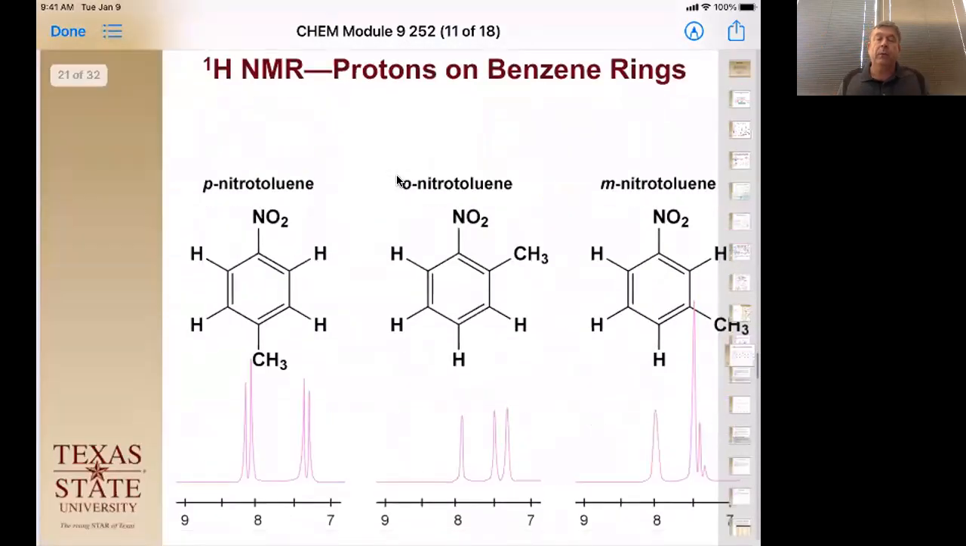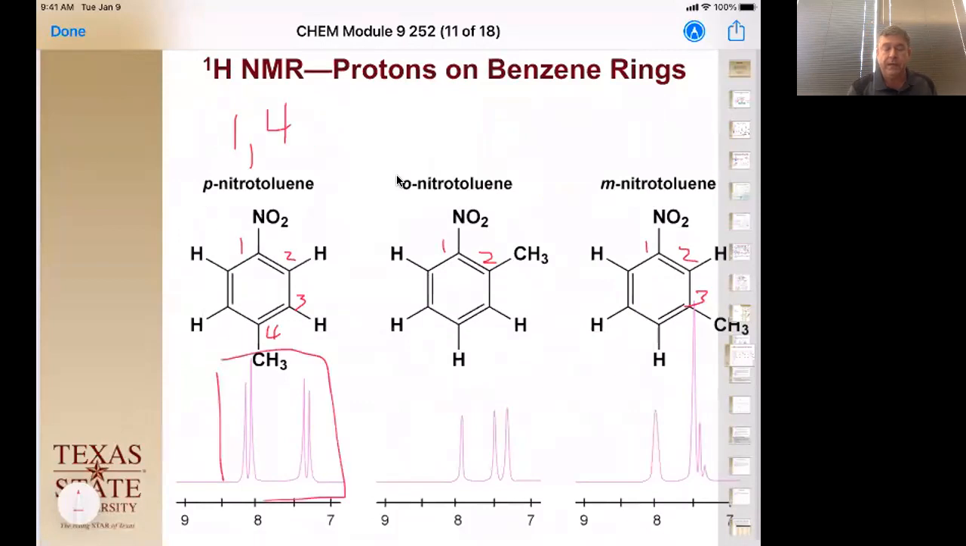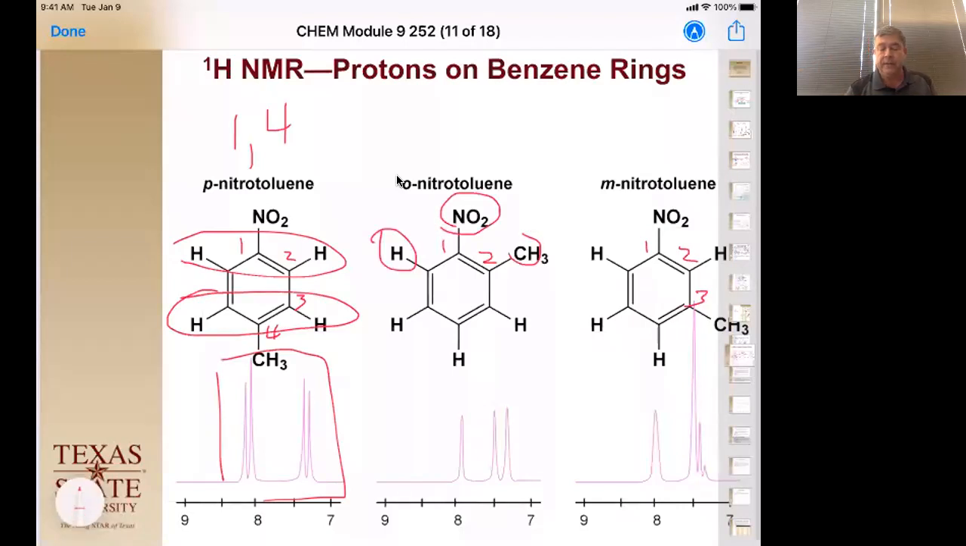Now, I said for the 1-4 substitution, we had this doublet of doublets. Well, there's a couple other ways to disubstitute this. So this is 1, 2, 3, 4. And this is 1, 2. And this is 1, 2, 3. So in our 1-4 separation, we see this doublet of doublets because this set of hydrogens is different than that set of hydrogens and they split each other. However, when we have this substitution here, this hydrogen is not the same as this hydrogen because they're next to different groups.